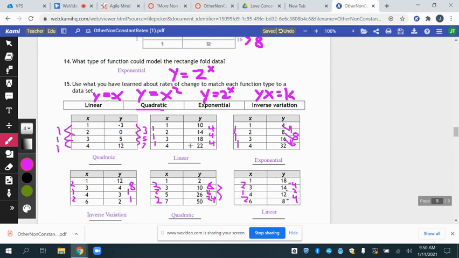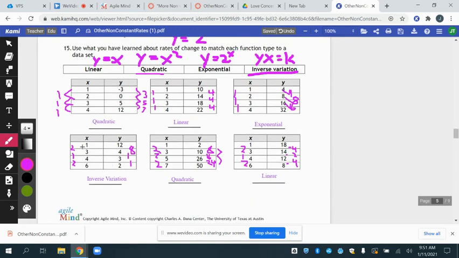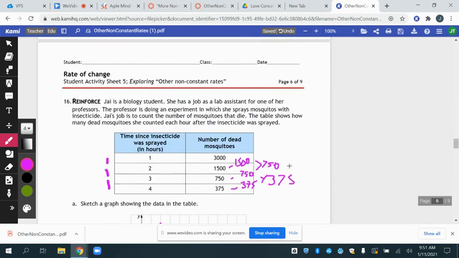They're different from each other though, like going up and down the list. And finally, inverse variation is just weird, but the way to check is to see if these numbers multiply the same as those and those. 12 times 1, 3 times 4, 4 times 3, 6 times 2, they always make the same number. And that's how you can tell.